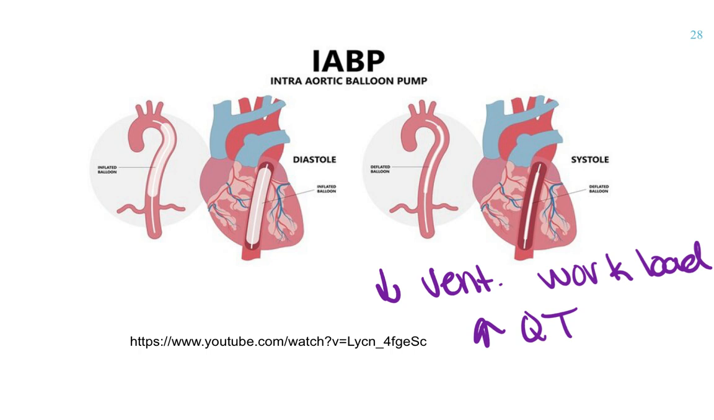Okay, so takeaways before the next video. I want you to make sure that you understand how you can treat each specific cause, physiologically what is happening with each specific cause, and then how you identify each specific cause.